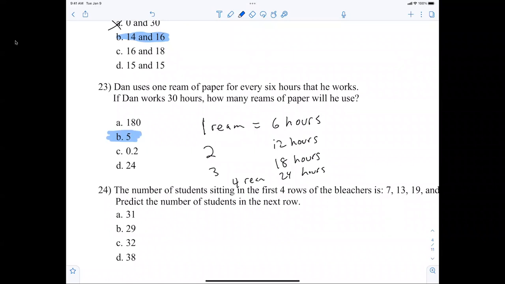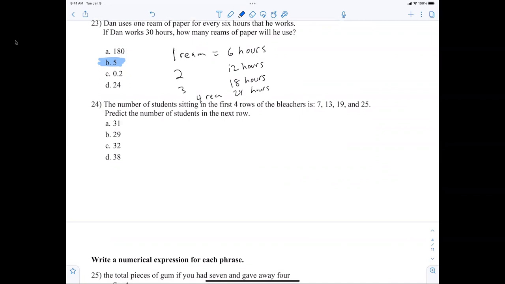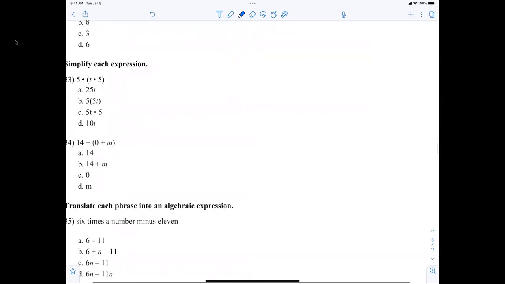Okay. Here we go. The number of students sitting in a row in the first 4 rows are 7, 13, 19, and 25. Girls, come on, I'm working. The number of students sitting in the first 4 rows of the bleacher are 7, 13, 19, and 25. Predict the number of students in the next row. Increasing by what? So yes, that's 31.